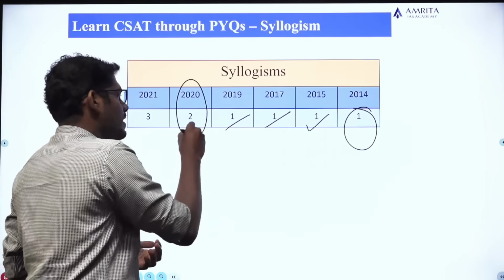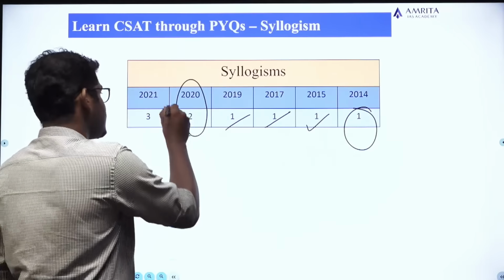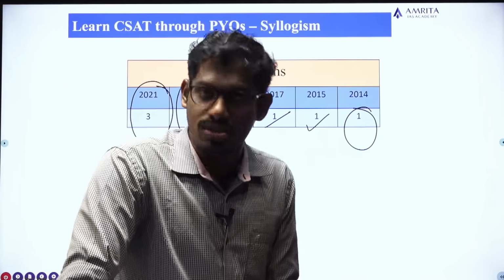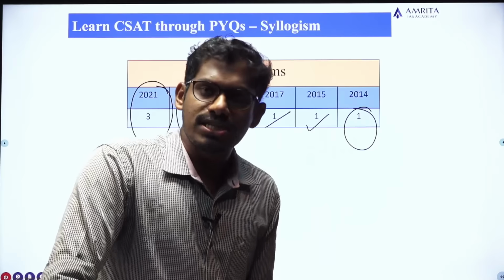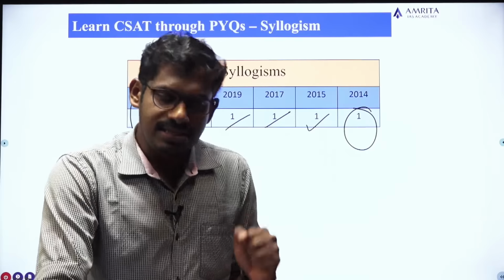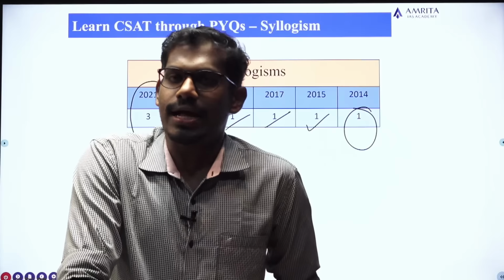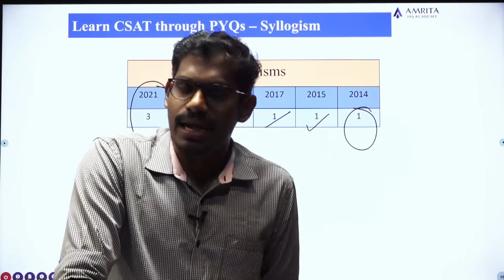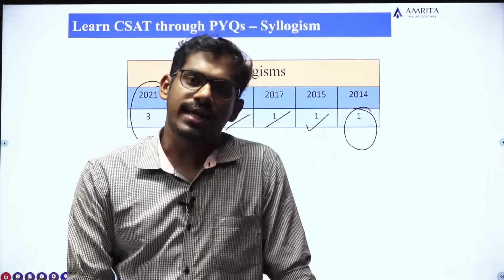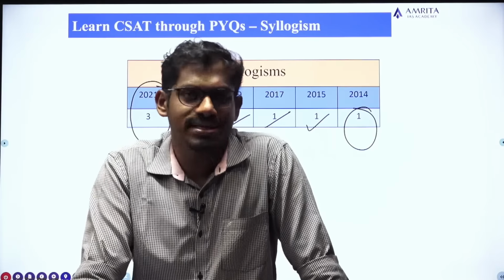No question was asked in 2018. In the year 2020, the number of questions increased from 1 to 2. In the next year, 2021, the number increased from 2 to 3, which means the importance of this topic has been increasing year after year. In the 2022 UPSC CSAT paper also, we expect 2 or 3 questions from this topic. If you clear 3 questions, you will get 7.5 marks. That's very crucial for clearing the UPSC CSAT paper.